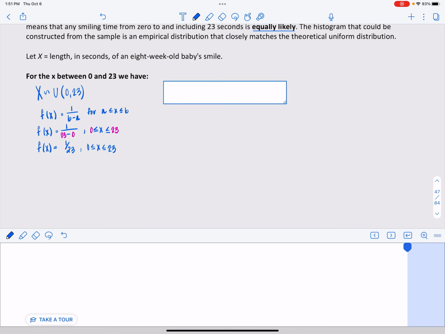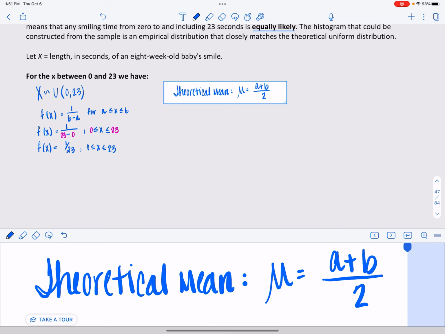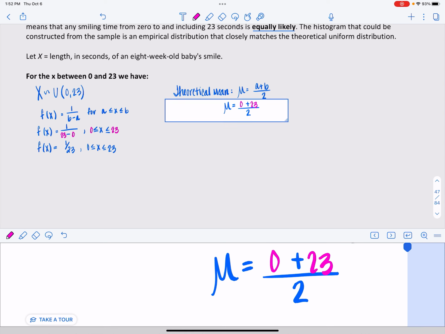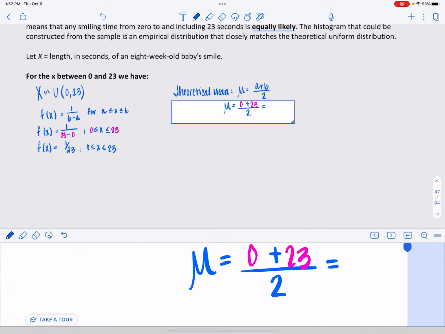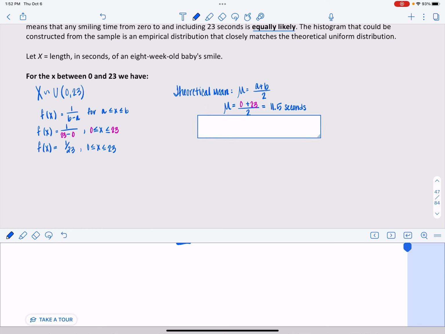Let's go take a look at two things. Let's take a look at the theoretical mean. Remember that was mu is a plus b over 2. I'm going to fill in my pieces. A was 0, B was 23. (0 plus 23) divided by 2 gives me 11.5. And remember, our table is dealing with seconds. So our average time would be 11.5 seconds.